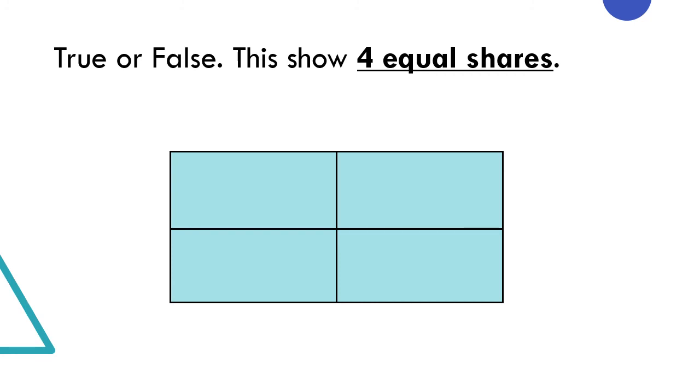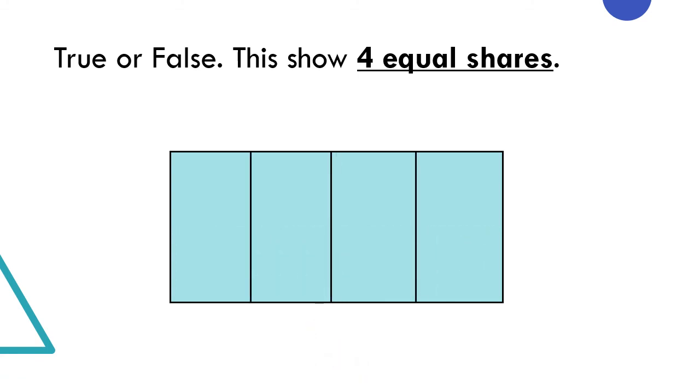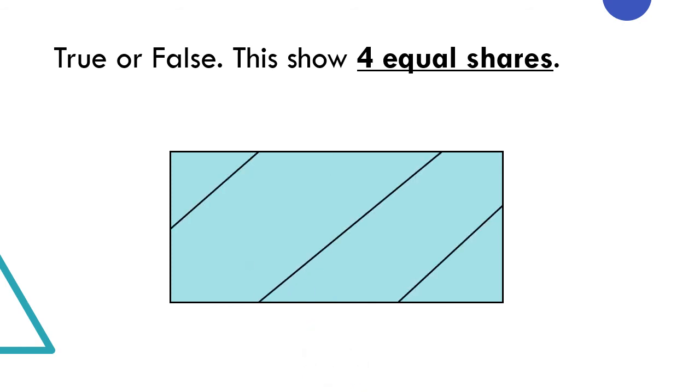4 equal shares, true or false? This is true. They are all equal. 4 equal shares, true or false? This is true. Does this show 4 equal shares, true or false? False. These are not equal sizes.